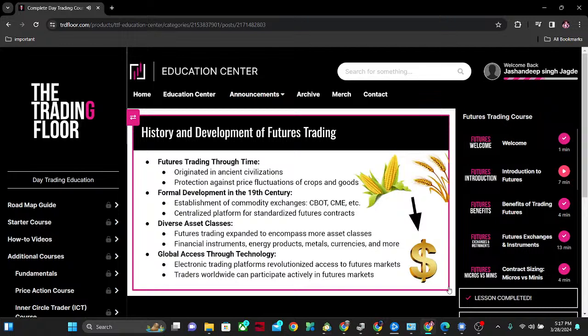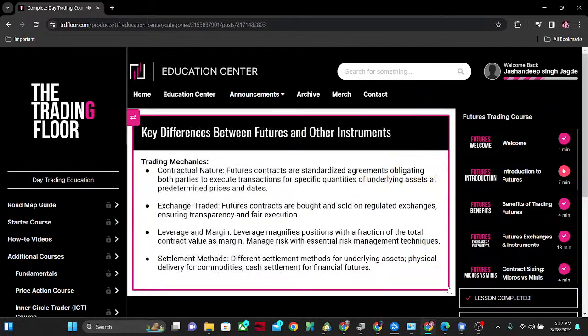Since then, futures trading has expanded well beyond its agricultural origins. It now encompasses a wide range of asset classes, including financial instruments, energy products, metals, currencies, and much more. The advent of electronic trading platforms has further democratized access to these markets, enabling traders from around the world to actively participate.